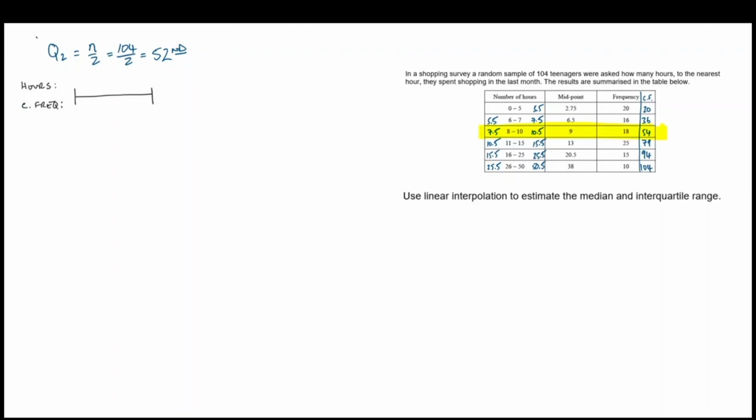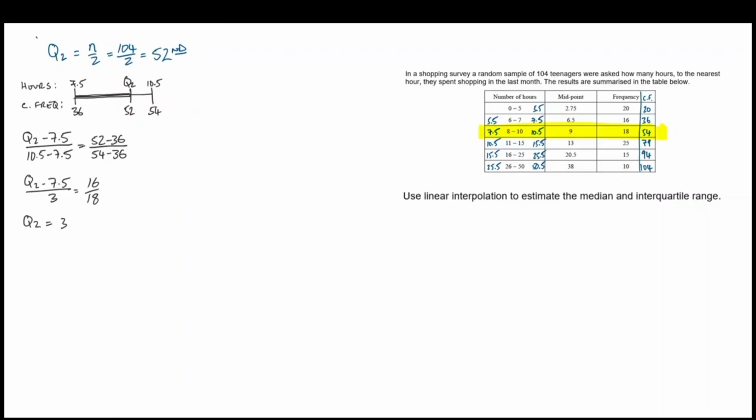Okay, let's quickly get our interpolation diagram. We know that our value is in between the 36th and the 54th value, and we want the 52nd. This interval ranges from 7.5 to 10.5. From here, we should be able to set up a fraction equation to solve for Q2. Q2 minus 7.5 over 10.5 minus 7.5 equals 52 minus 36 over 54 minus 36.